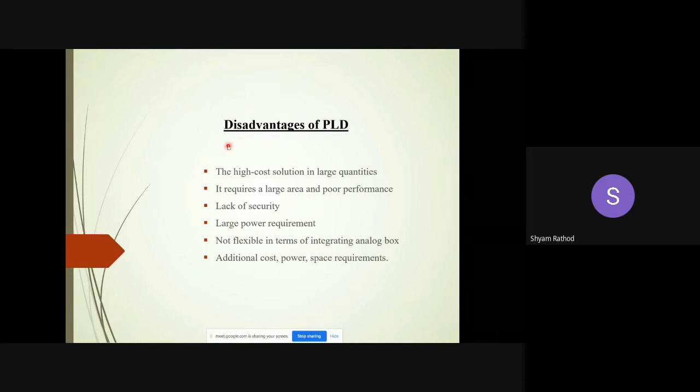With the advantages, it has some disadvantages, like a high cost solution in large quantities, a large area requirement, and poor performance. It has a lack of security. Also, it has a large power requirement. It is not flexible in terms of integrating analog blocks, and has additional cost, power, and space requirements.